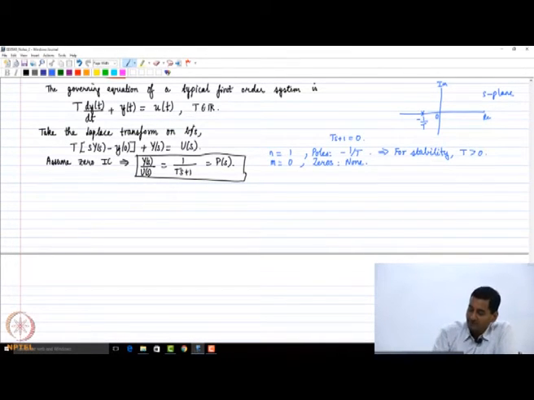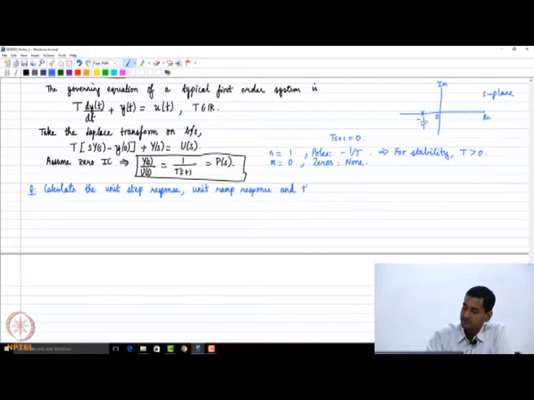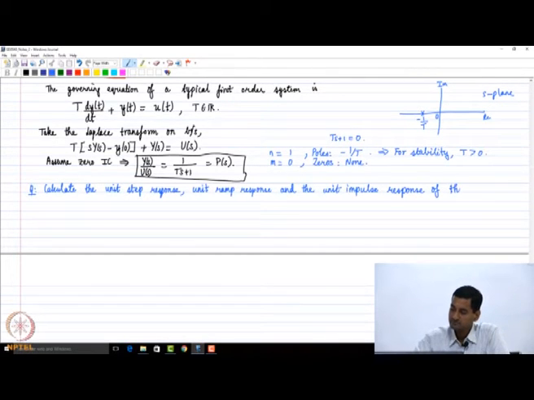So now what I am going to leave you with are these questions. Calculate the unit step response, the unit ramp response, and the unit impulse response of the system. That's a homework which I am going to leave you with.